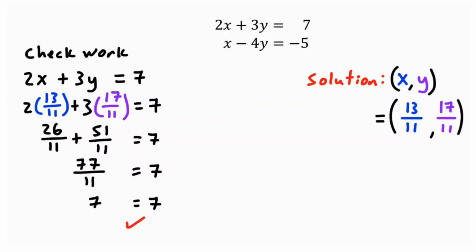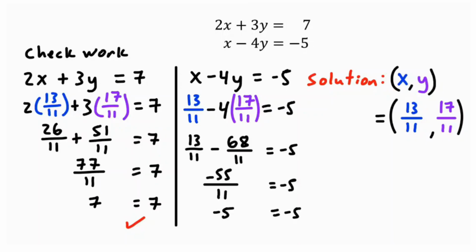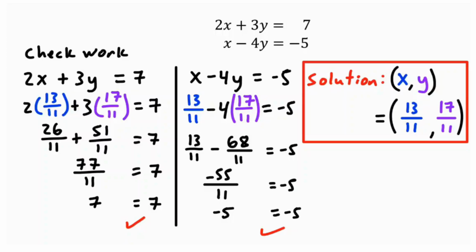We should also get in the habit of doing it to the second equation as well. So here's x minus 4y equals -5. We'll substitute the x and y values. We'll simplify, simplify, simplify. We get -5, which is true. So we have verified that x equals 13 over 11 with the corresponding y equals 17 over 11 is a solution to this system.